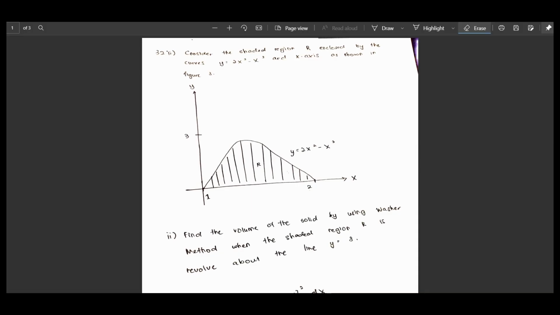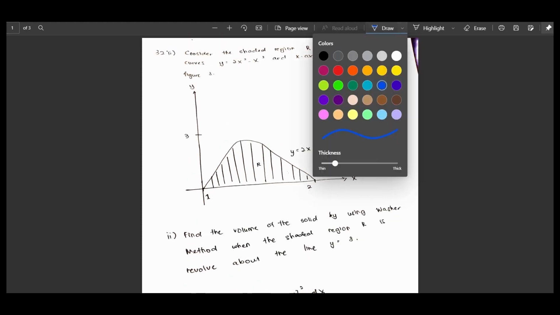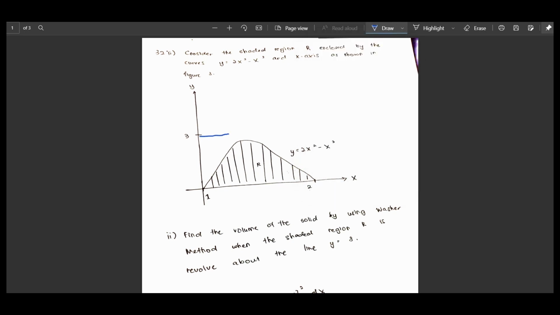Okay, now let's look at this question. Consider the shaded region R enclosed by the curves y equals 2x squared minus x cubed and the x-axis, as shown in figure 3. Find the volume of the solid using the washer method when the shaded region R is revolved about the line y equals 3. So line y equals 3, which is here.